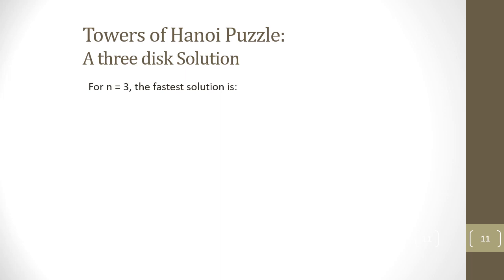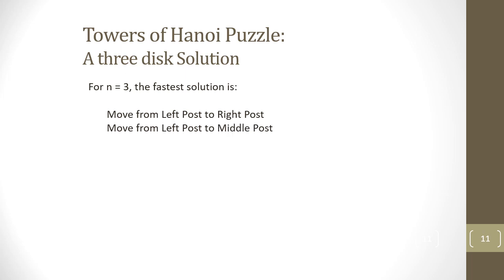Now let's look at the solution for when the number of disks is 3, which is n equal to 3. So we start off and move from the left post to the right post. So the smallest disk goes to the right post. Then we move the disk from the left post to the middle post. And then we pick up the smallest disk from the right post and place it in the middle post. So at this stage, the top two disks are in the middle post in order.